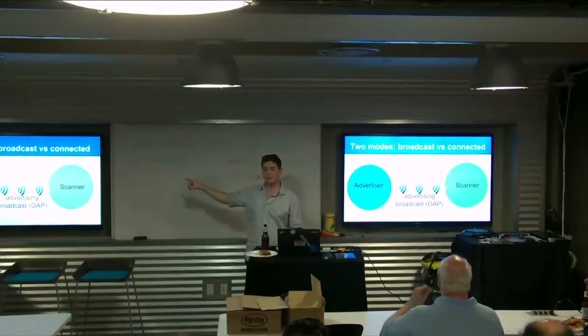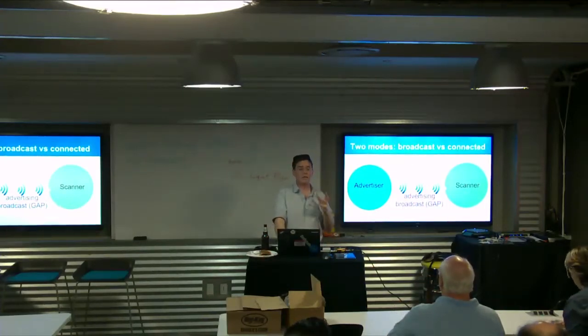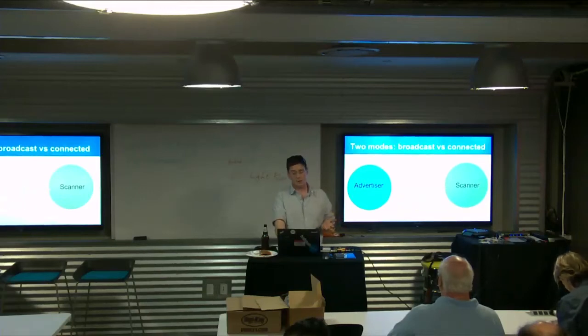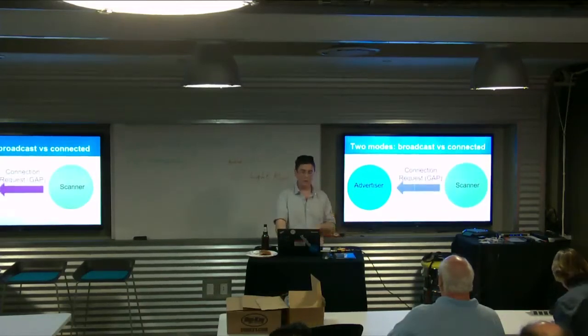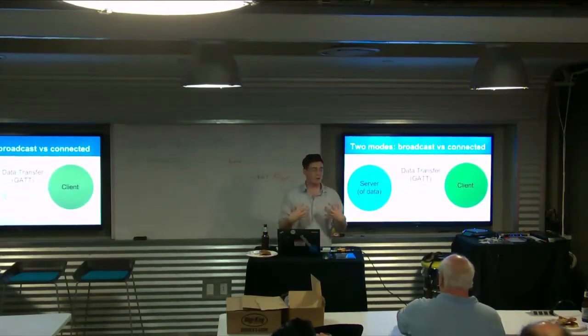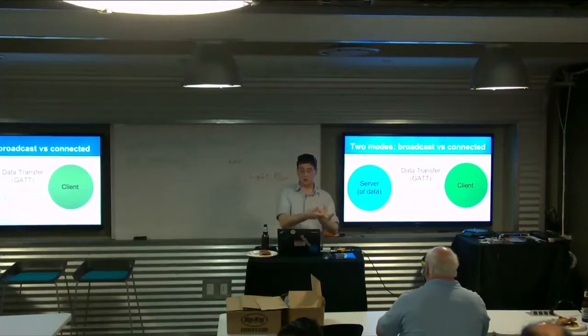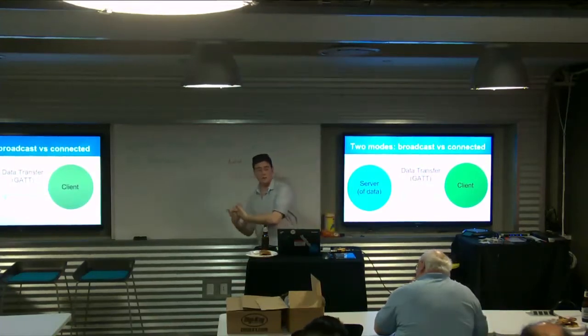This is all done again via the GATT layer. The scanner can then initiate a connection if it wants to. It does that over GATT, and then they go into a new mode. This is where they're connected, and they transfer data back and forth via GATT. The advertiser becomes the server of data, the scanner becomes the client.